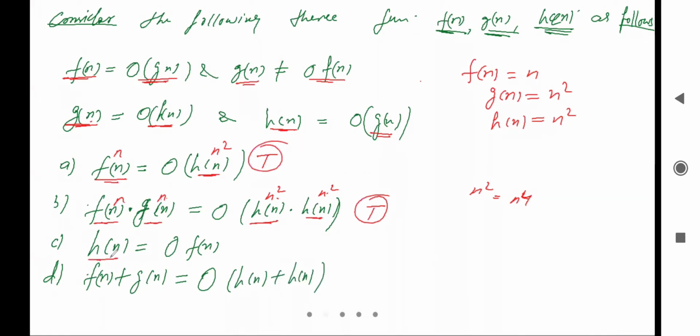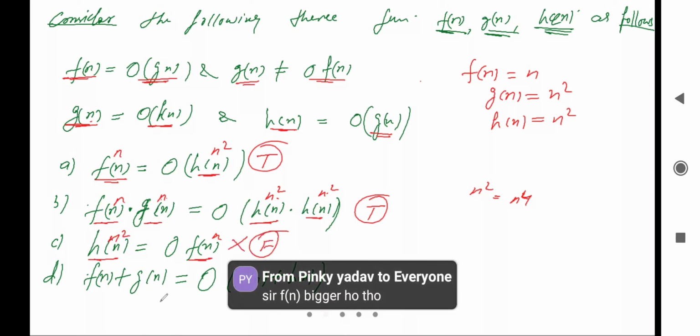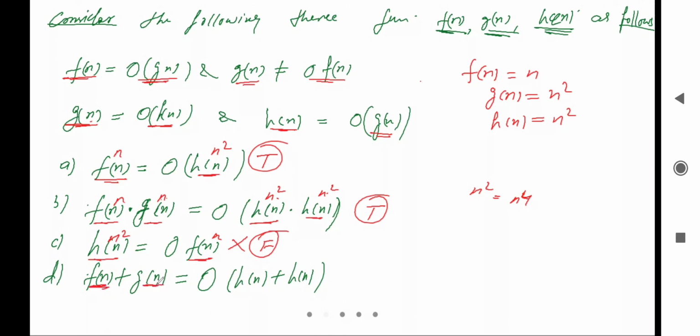What about the next one? H of n equals order of f of n. H of n is n square, and here it is n, so we cannot write this, so here it is false. And what about the next one? F of n plus g of n. F of n is n, g of n is n square, so here we are taking the sum. And on the other side, n square plus n square. Which one is greater? This portion is greater, it means again it is satisfying the order of. So here also it is true.